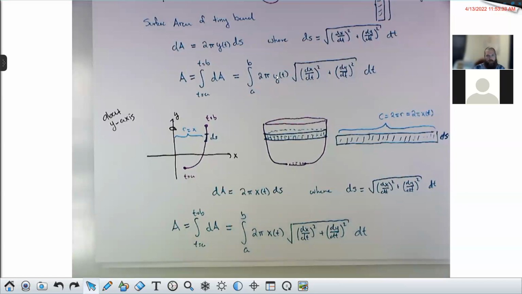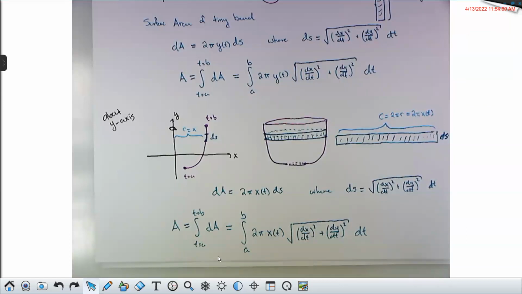The only difference is this piece, which comes from the radius, right? If you're revolving around the x-axis, your radius is y. If you're revolving around the y-axis, your radius is x. And because these are parametric curves, I'm writing y of t to remind us this is a function of t. It's the y function. I'm writing x of t here to remind us that this is a function of t. It is the x function.